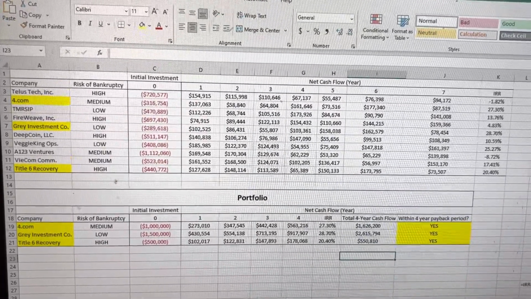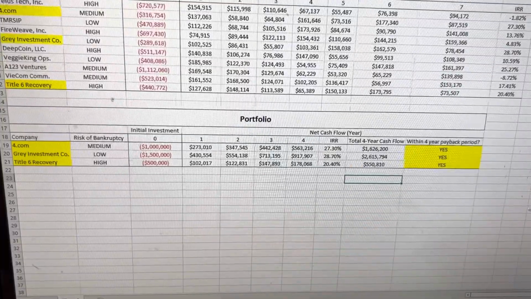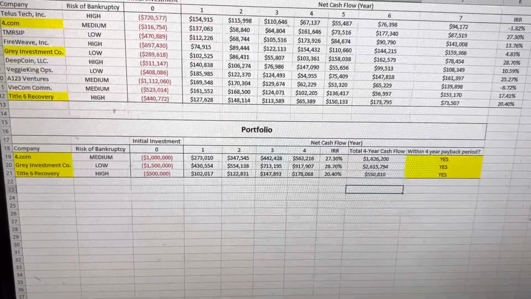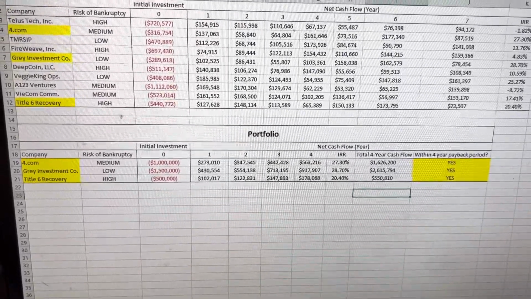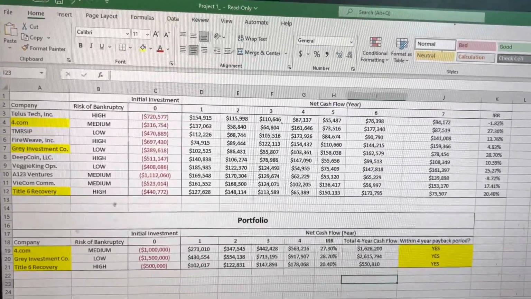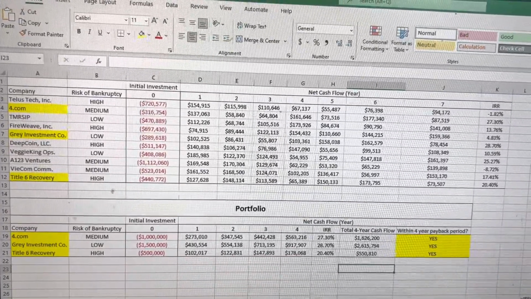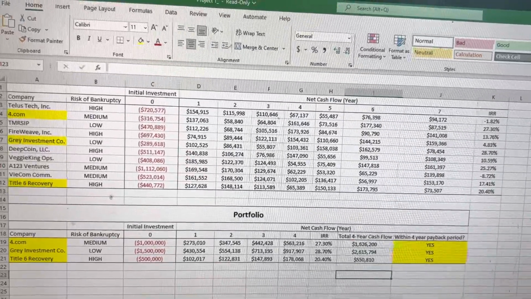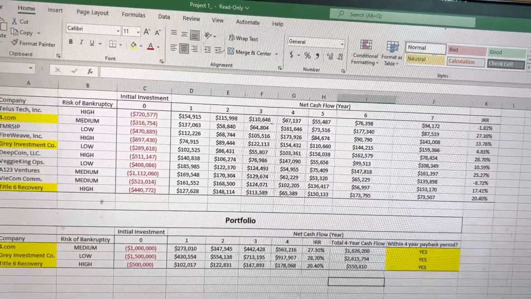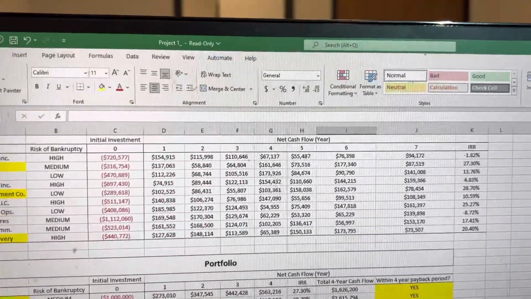And it explains why I invested in these three companies below. Pretty much established a portfolio with the $3 million between these three companies: Four.com, Gray Investment Company, and Title Six Recovery. So this was a really cool project. It pretty much opened my eyes a little bit to if I had $3 million and how I'd establish a portfolio and how I'd diversify best. But let me get started.